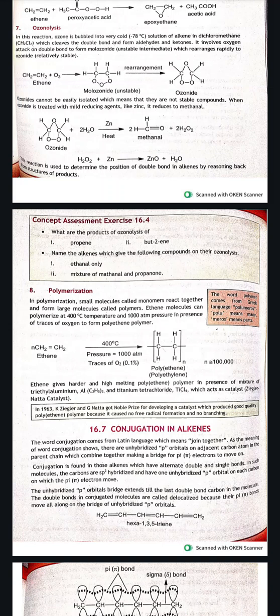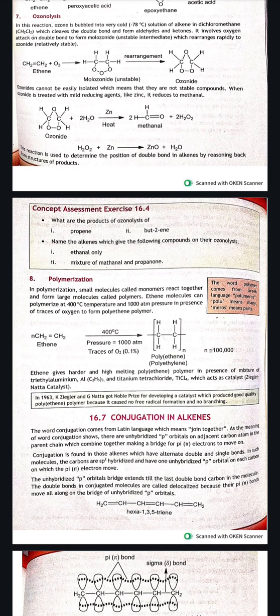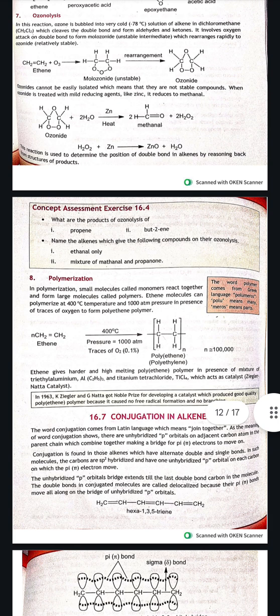Now we have the ozonolysis. Ozone is bubbled into a very cold, -78 degrees C, solution of alkene in dichloromethane, which cleaves the double bond and forms aldehydes and ketones. It involves oxygen attack on the double bond to form molozonide, which is very unstable and rearranges itself to form the stable ozonide.